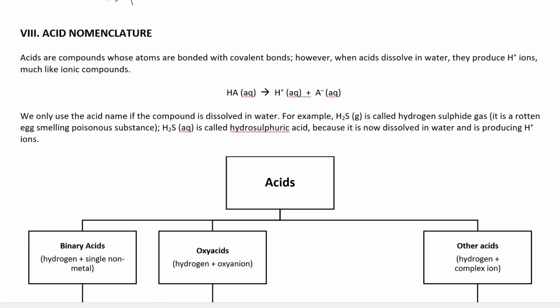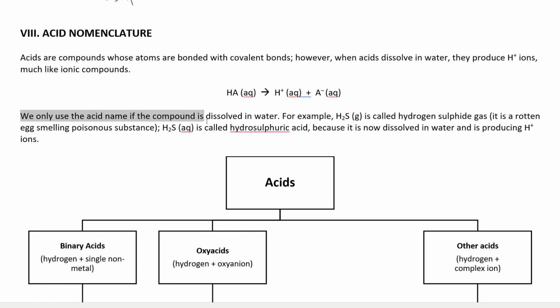The final topic covered in nomenclature is acid nomenclature. Acids are compounds whose atoms are bonded with covalent bonds. However, when acids dissolve in water, they produce H plus ions, much like ionic compounds. So you have a covalently bonded acid, and then once it dissolves in water, it produces H plus ions and an anion. Basically, an acid is a substance that produces H plus ions.